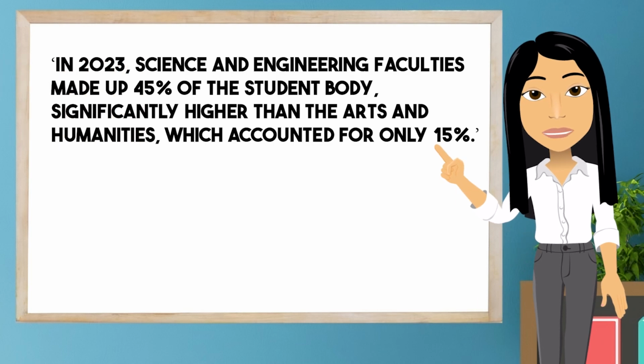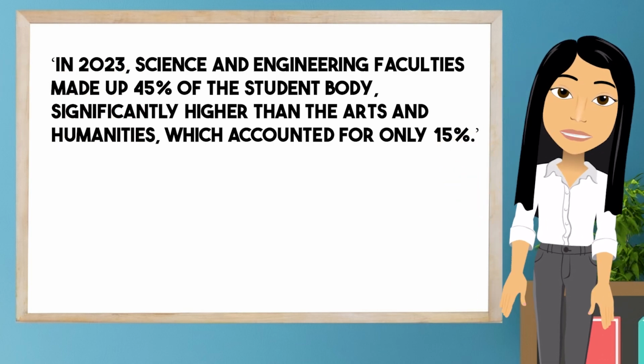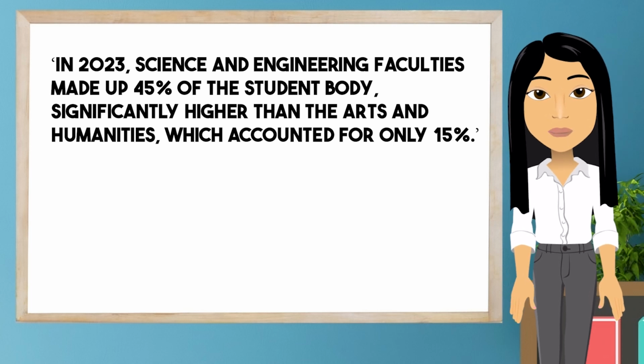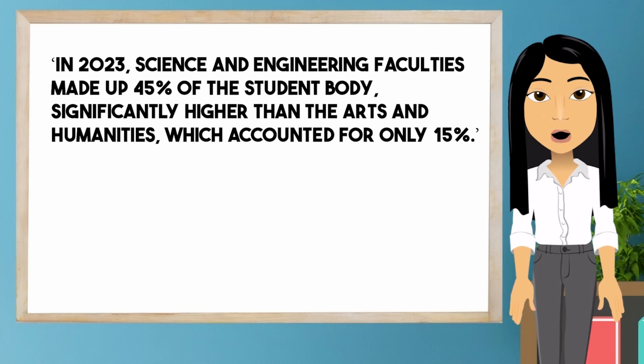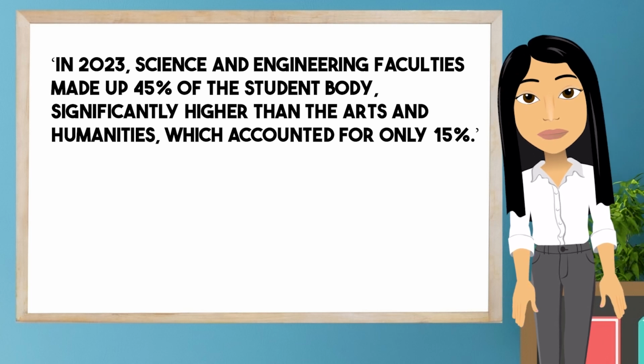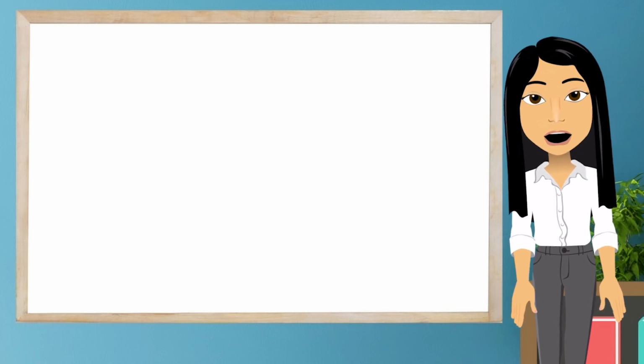Here's an example of sentences you can include in this section. In 2023, science and engineering faculties made up 45% of the student body, significantly higher than the arts and humanities, which accounted for only 15%. Let me show you some other phrases you can include in the body paragraphs.